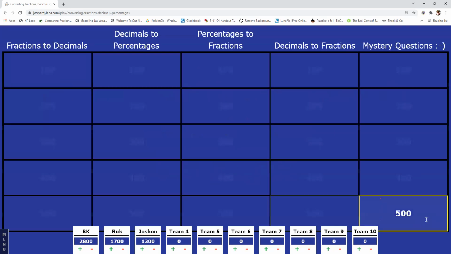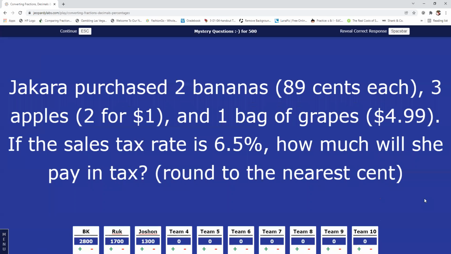So this is our last mystery question. Jakara purchased 2 bananas, 89 cents each, 3 apples, 2 for $1, and 1 bag of grapes, $4.99. If the sales tax rate is 6.5%, how much will she pay in tax? Round to the nearest cent.